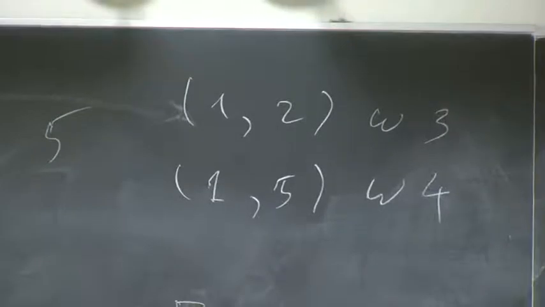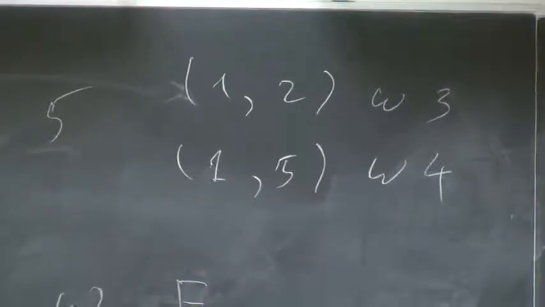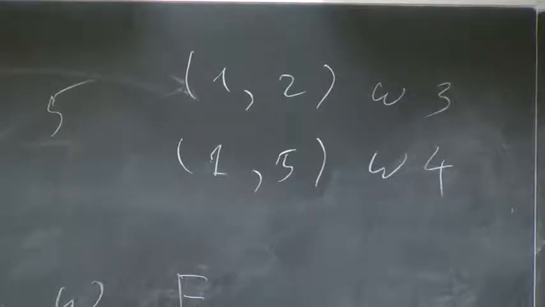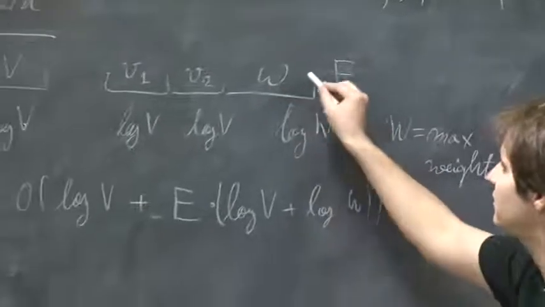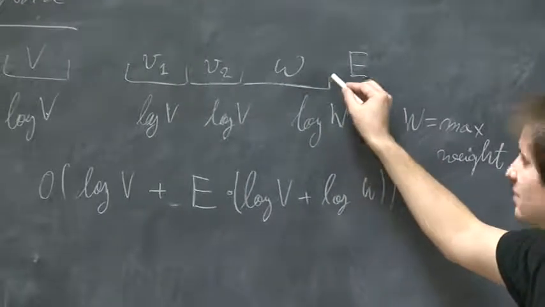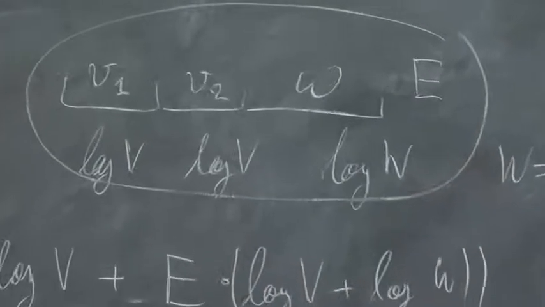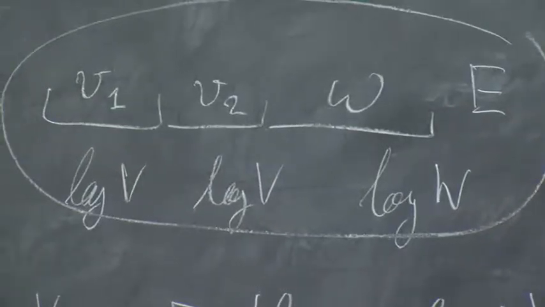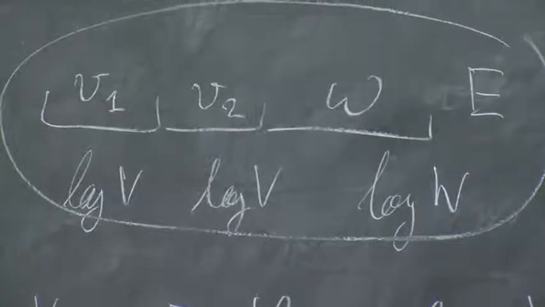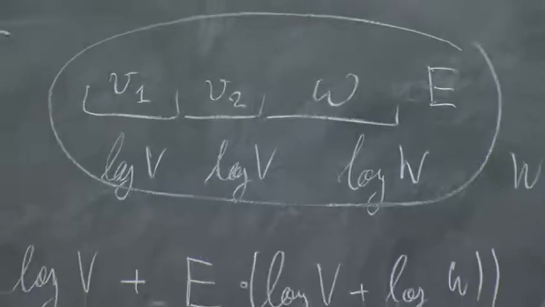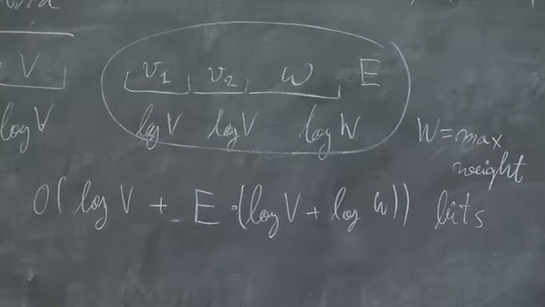Well, do I need anything else for vertices? Not really, right? Wait, so V1 and V2 are neighbors of capital V? So V1, V2, W, these are the first edge. Oh, I see. So each edge has these fields. So this is the entire graph in one thing. Yep. This is the entire graph as a list of numbers, and this is how many bits it takes to represent the graph in a reasonably compact representation.